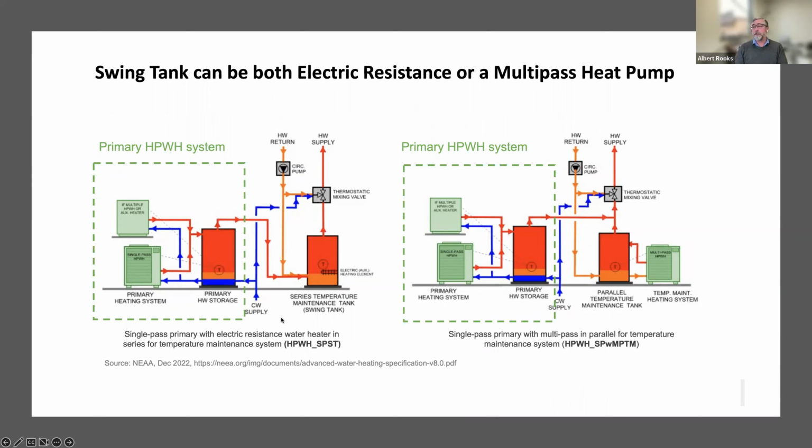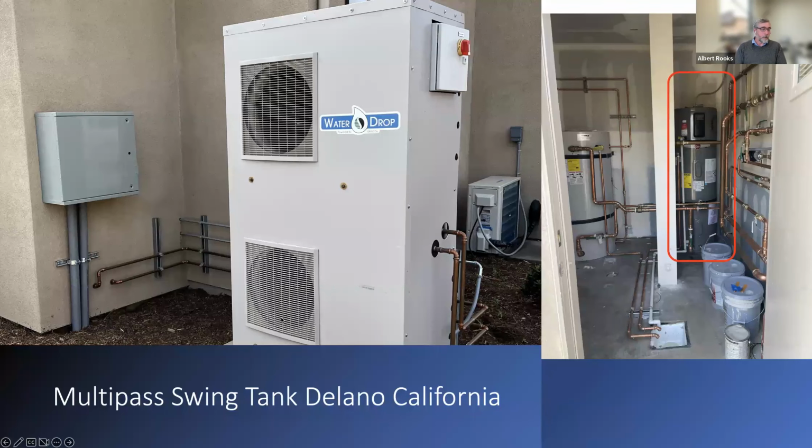And in building types that have more risk of recirculation losses, then why not change to a heat pump to reduce the energy consumption that electric resistance would use? That's going to be talked about in upcoming codes. Both these systems work fine. It's just a set of choices that we can make, because all we're trying to do is maintain that parallel temperature tank, or the swing tank, as we call it.